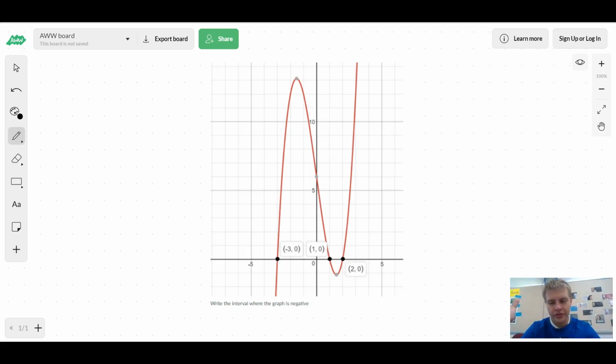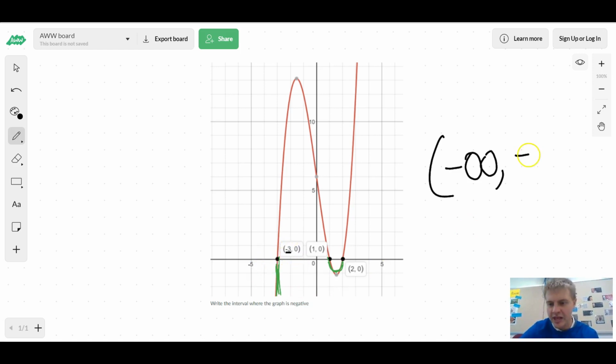Okay, so let's go over the second day's problem. For the second day, what we want to do is find the interval for a graph that is negative. So the negative is going to be here, and the negative is going to be here. I just have to find out where that is. When I look at that, this would start at negative infinity, and it would go all the way to that point, which is negative 3.